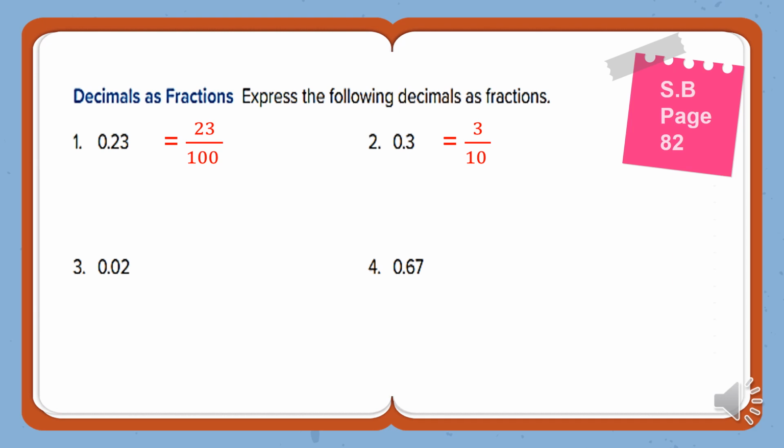Number 3, we have 0.02. I have 2 digits after the decimal point. That means the fraction is 2 over 100. Number 4, we have 0.67. By the same way, we have 2 digits after the decimal point. That means we have 67 over 100.